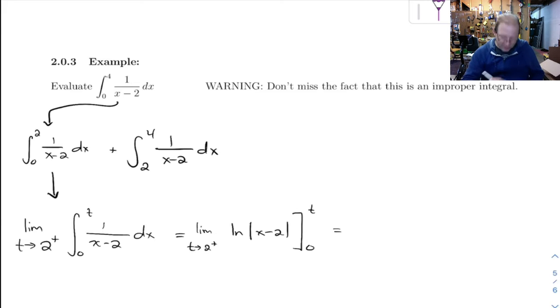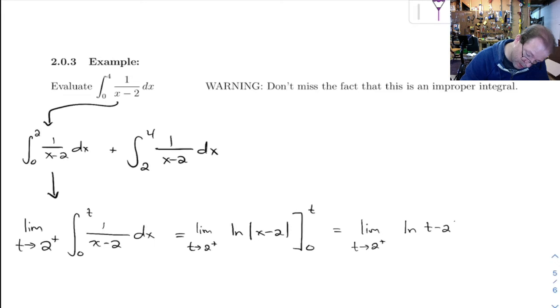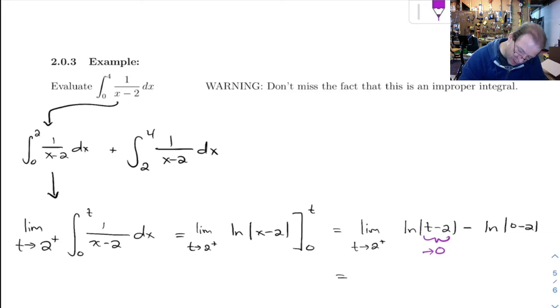Now let's plug the t and the 0 in. So we've still got the limit as t goes to 2 from the positive side. So we've got ln of the absolute value of t minus 2, minus ln of the absolute value of 0 minus 2. Those absolute values are there. So as t goes to 2 from the positive side, this is going to approach 0. And so natural log of 0 goes to negative infinity.